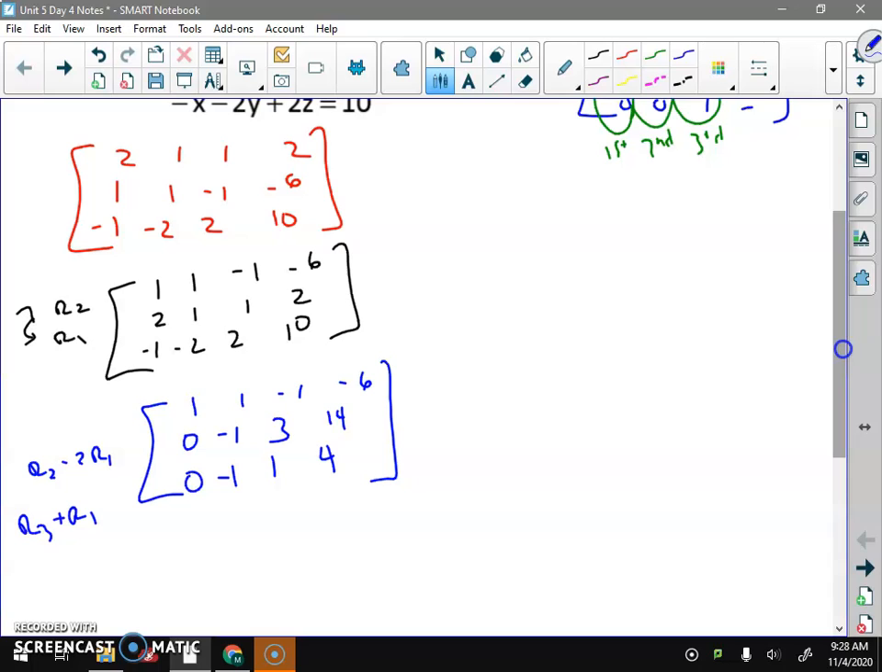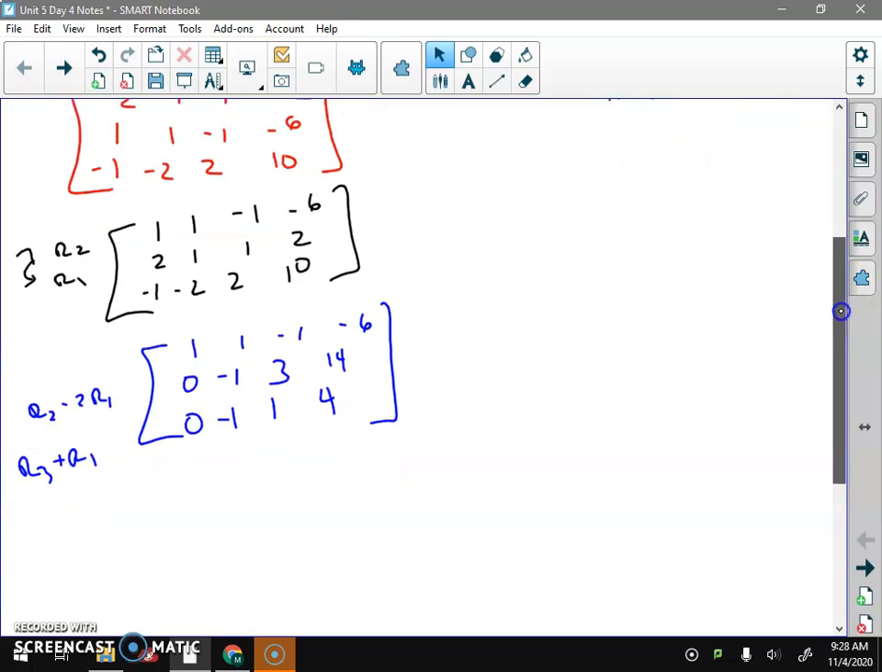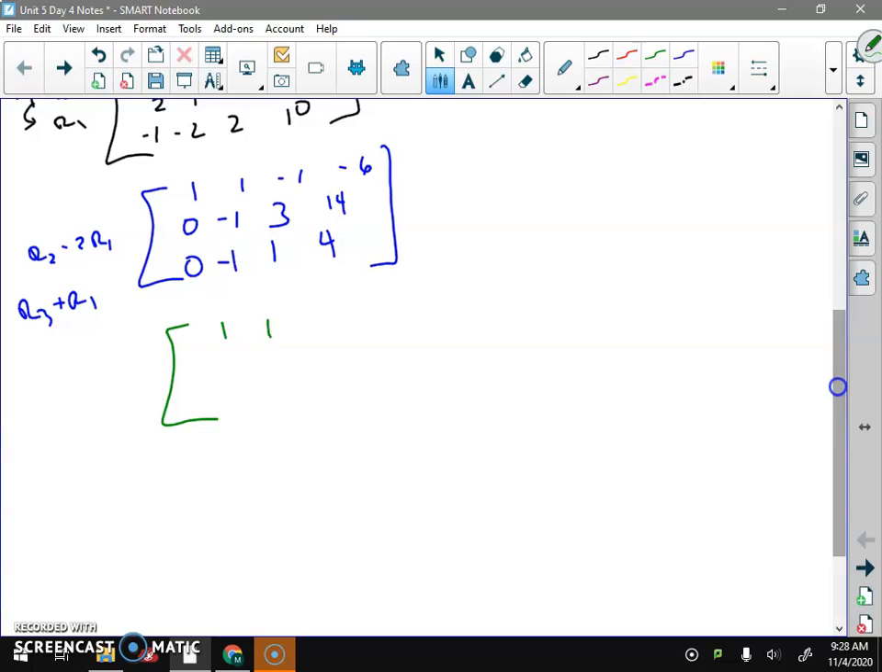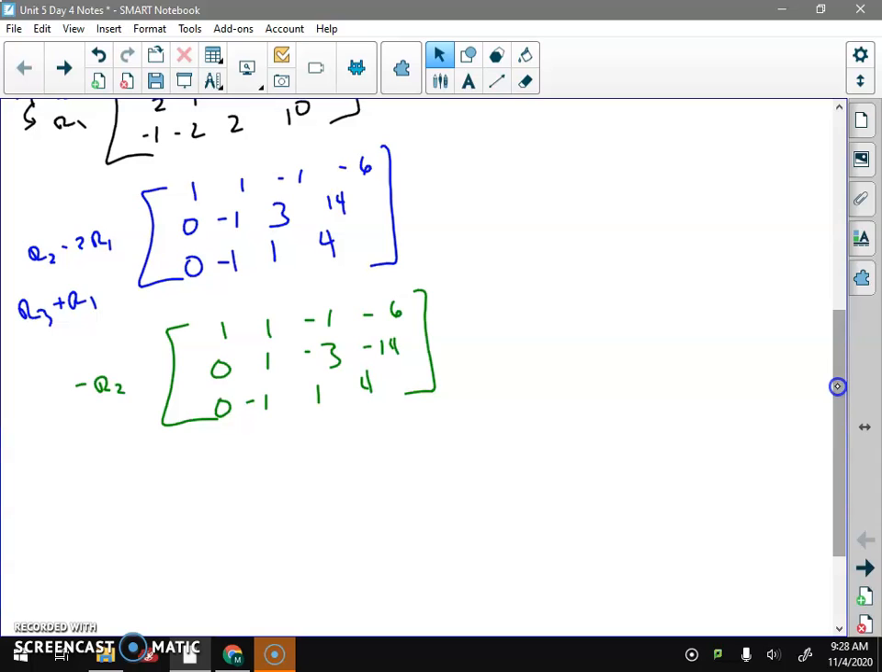I want a 1 in row 2, column 2, where the negative 1 is. Easiest way I know is just to negate row 2. 1, 1, negative 1, negative 6. Negative row 2: 0, 1, negative 3, negative 14. 0, negative 1, 1, 4. We're getting closer. I want a 0 in row 3, column 2. Now, I could use either row 1 to get rid of it, or I could use row 2 to get rid of it. Which one are we going to use?